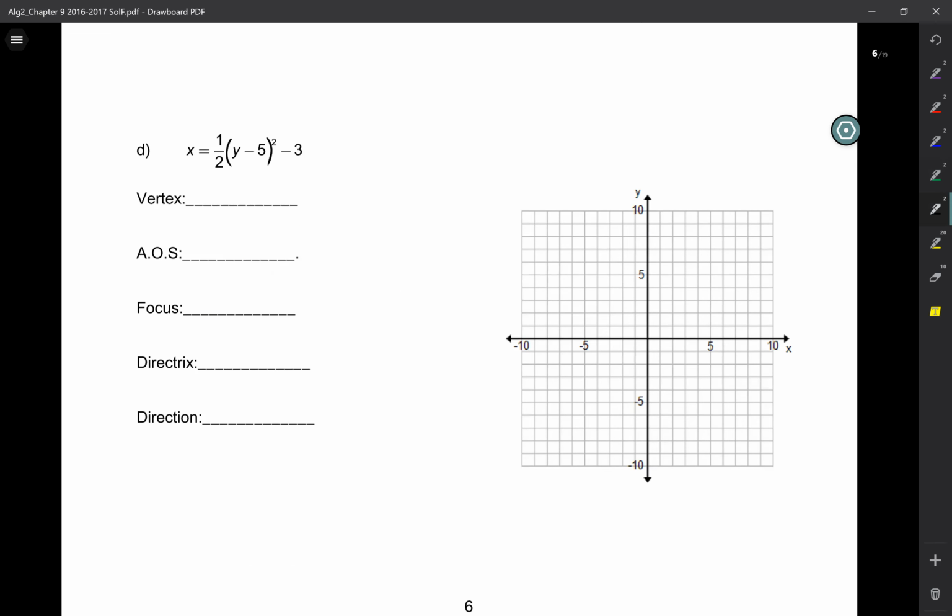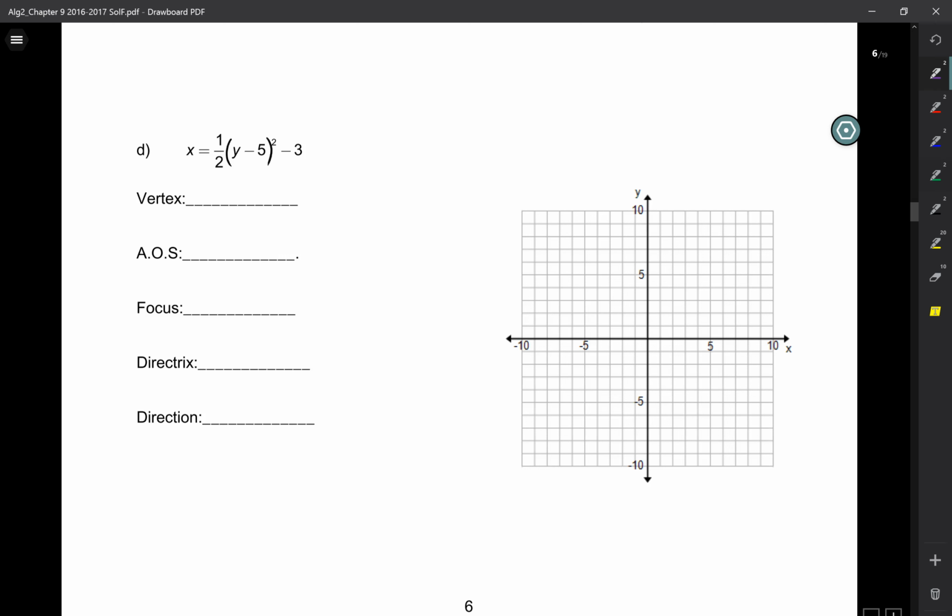So, does it open up, down, right, left? This one opens right. Yeah. It opens to the right, because it's y squared.